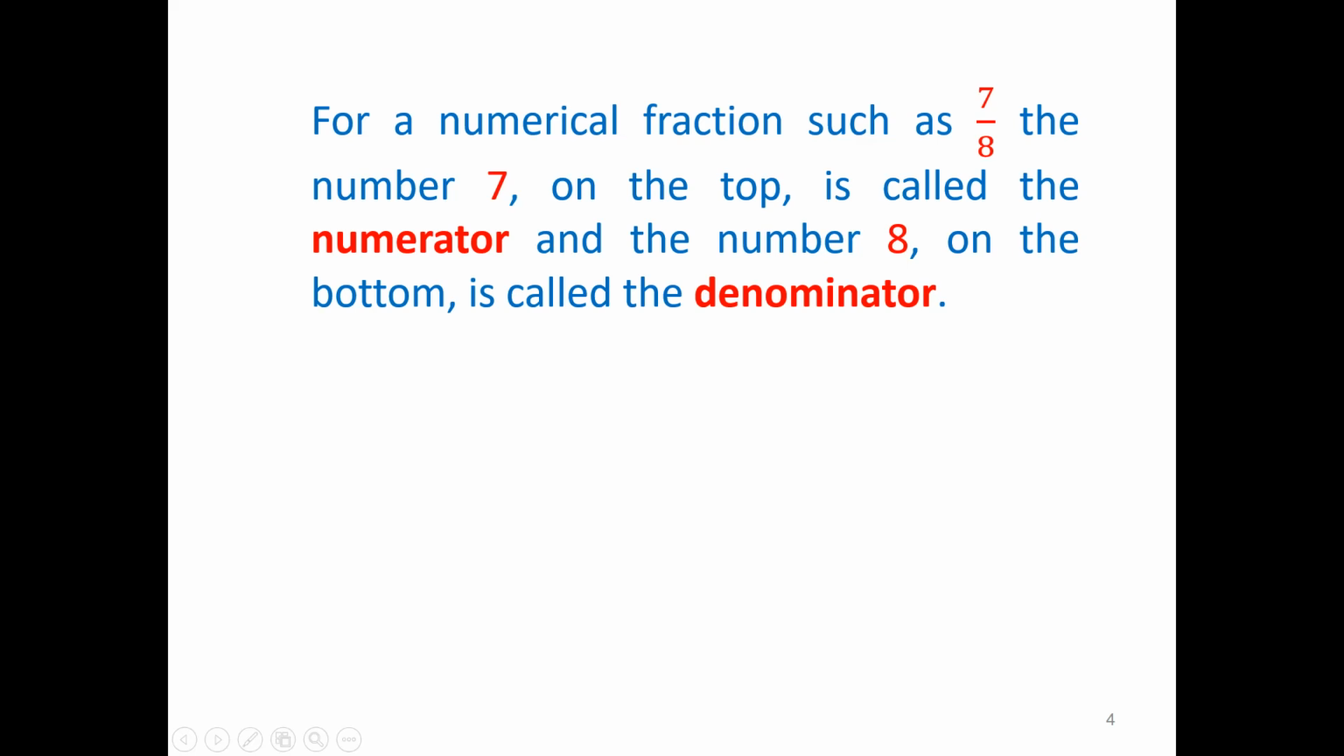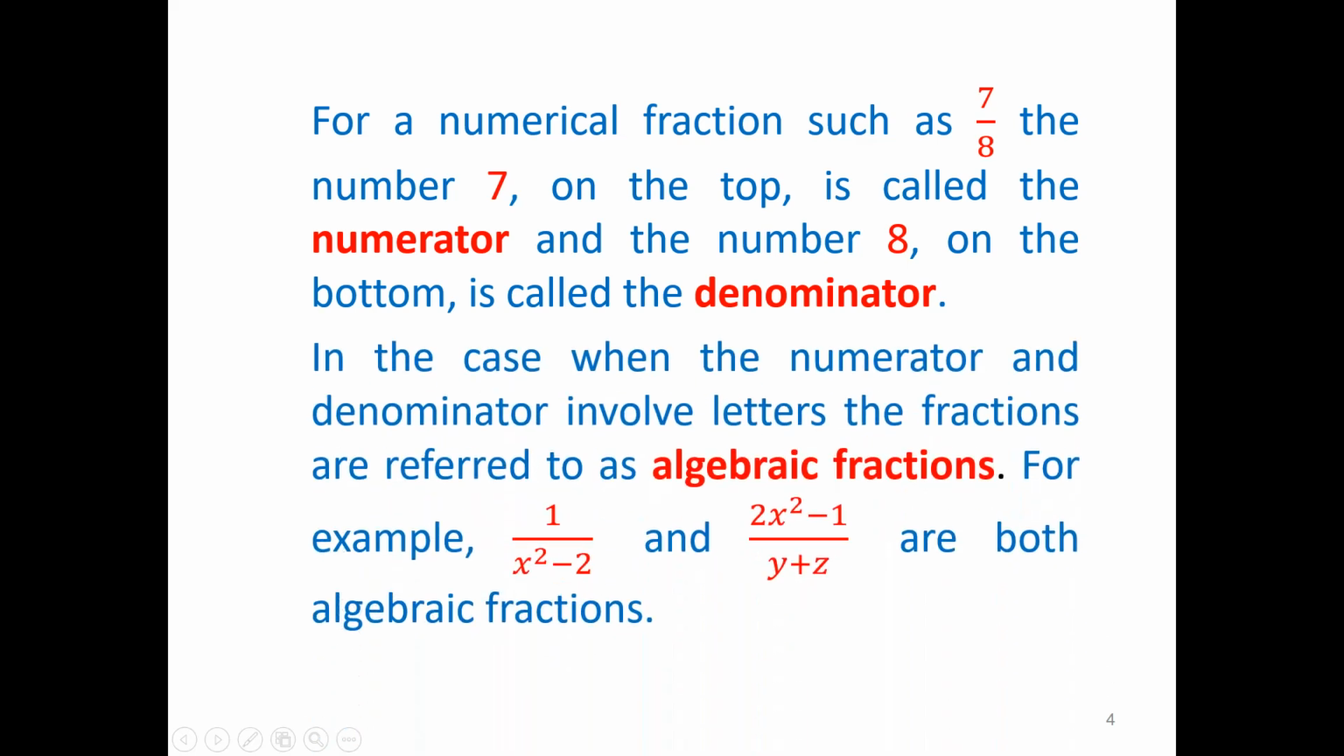The number 7 on the top is called the numerator, and the number 8 on the bottom is called the denominator. This fraction actually is 7 divided by 8, and we can write it this way as a fraction. So 7 is the numerator. Any number on the top here is called the numerator, and the number at the bottom is called the denominator.